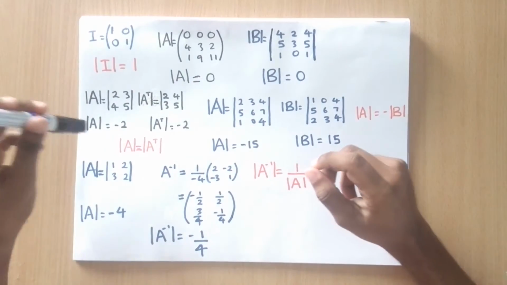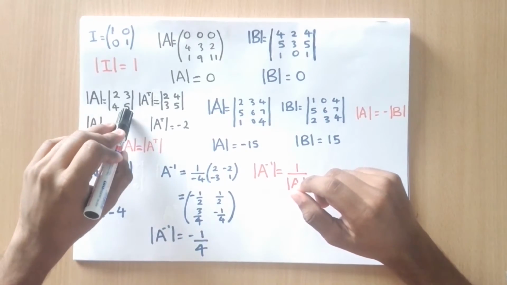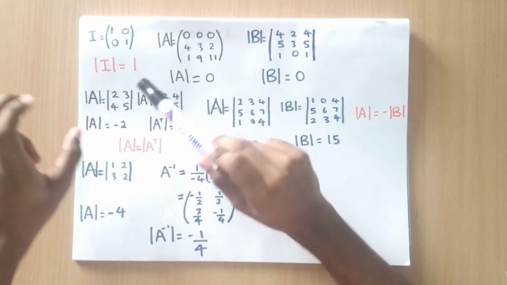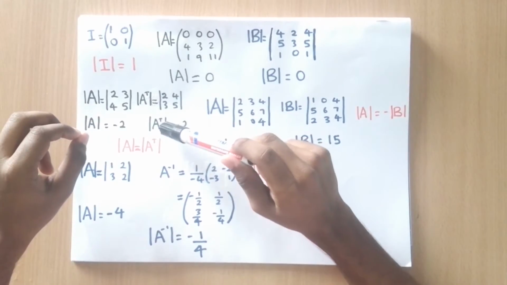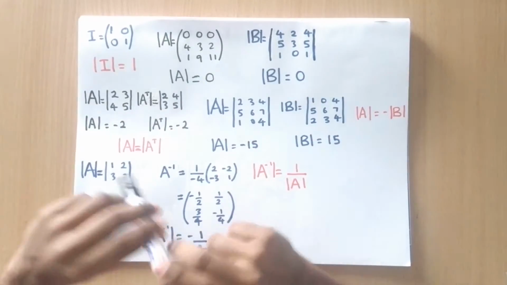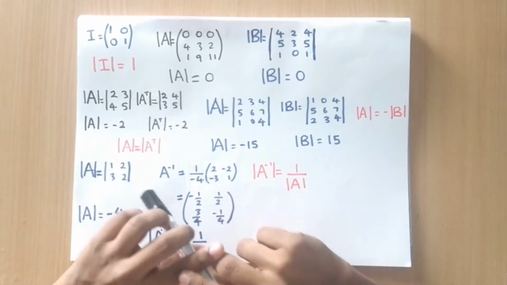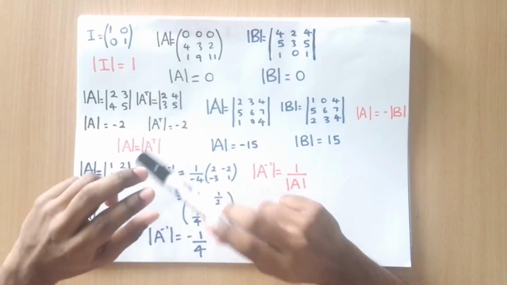The determinant of a matrix, say A, 2, 3, 4, 5, the determinant is minus 2. The determinant of its transpose, 2, 3, 4, 5, is also minus 2. So you can say that the determinant of a matrix and the determinant of its transpose is equal.